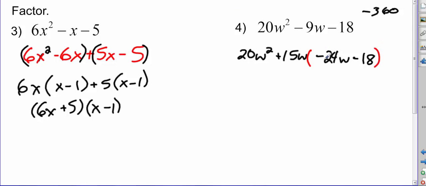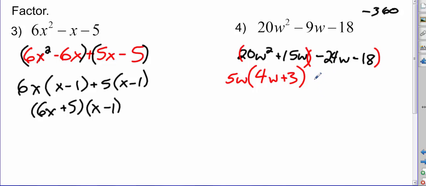Here we go. I'm going to set up a parenthesis there. I'm going to set up a parenthesis there, and then we can do some factoring by grouping. What I'm going to do is go ahead and factor out a 5w out of this first set. That's going to give me a 4w plus 3 on the inside there.